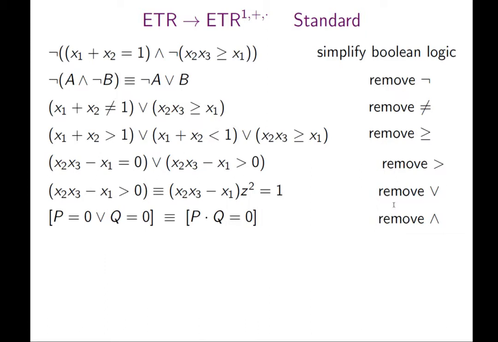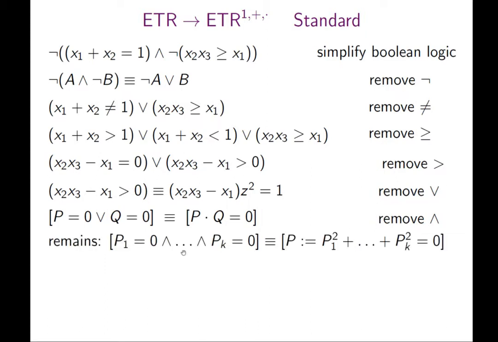Okay, we can also remove the and. This is not necessary, but let's just show you how to do it. Now we got rid of all the ors, right? So we have only ands. This is how the whole formula looks. And this is equivalent to just squaring each of the polynomials and adding them all up. So if they're all 0, this is going to be 0.